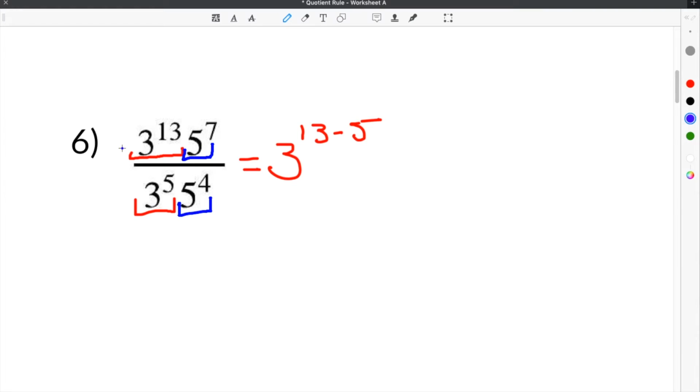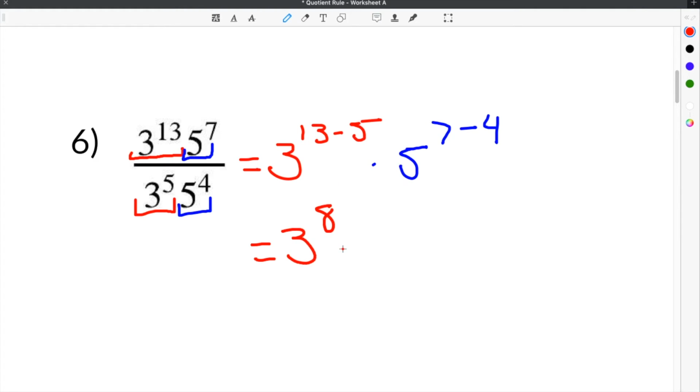So in our first part we use the base of 3. In our second part we're going to use the base of 5. So we will do 5 to the 7 minus 4, because that's the exponent on top. When we simplify this, we keep the base of 3 and then 13 minus 5, which is 8. And then for the second term we keep the base, which is 5, and then 7 minus 4 will be our exponent, which is 3, and that's going to be our solution.